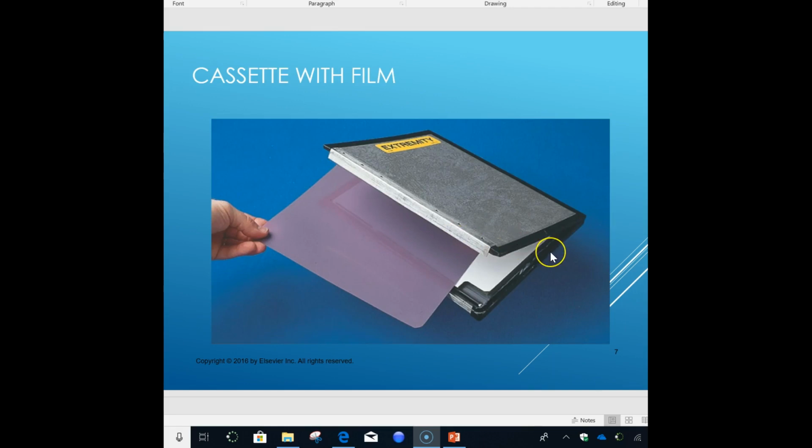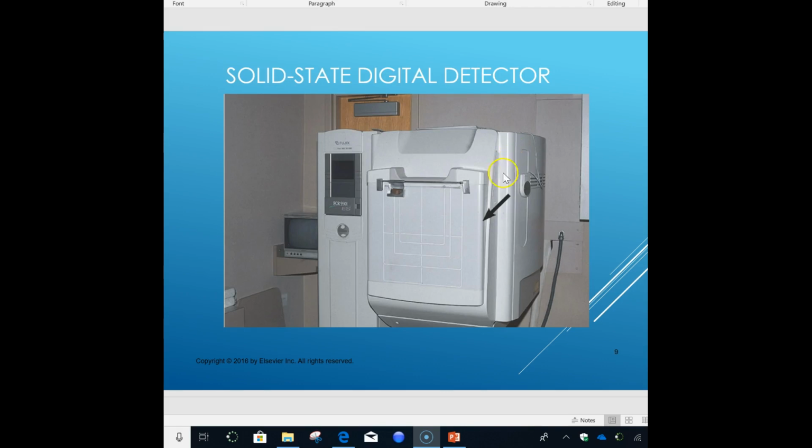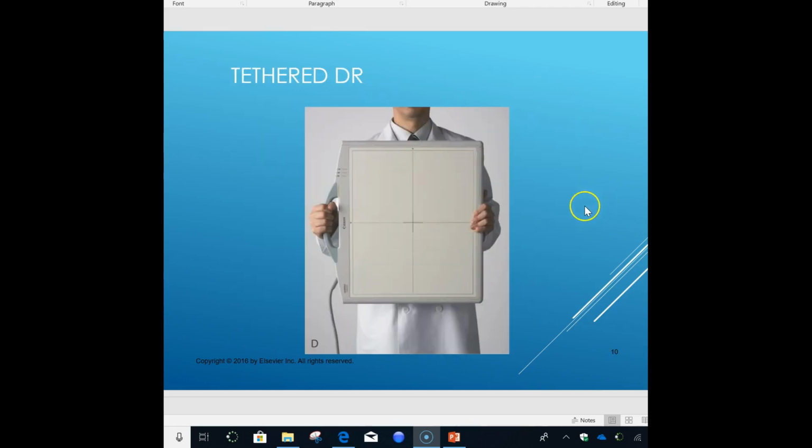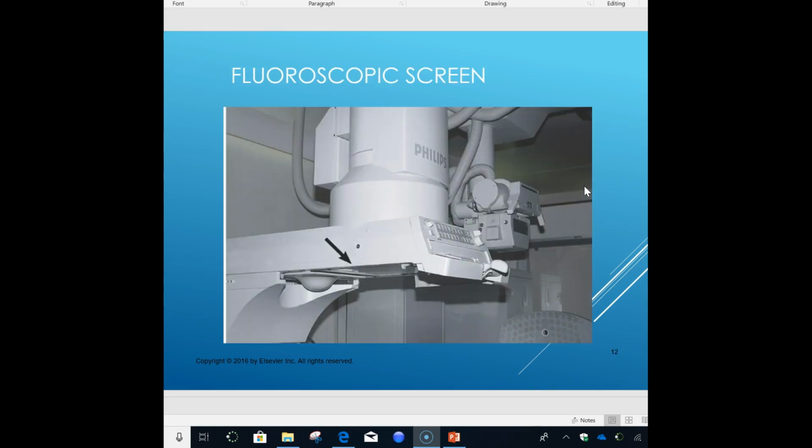So you can see the cassette with the film. PSP image plate, what we use today in lab. Solid state digital detector has it built in our chest, in our upright chest unit. The tethered DR, still used in some locations for portables. The wireless DR. And we touched upon fluoro. We're not going to get too much into fluoro at this time.